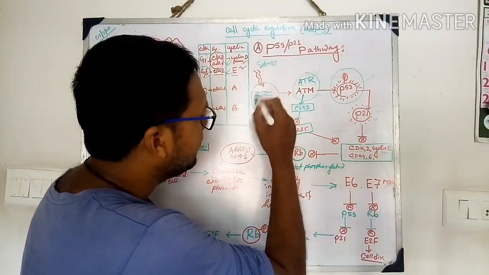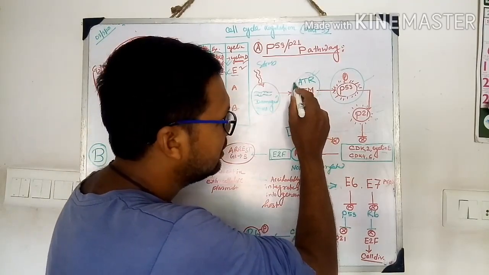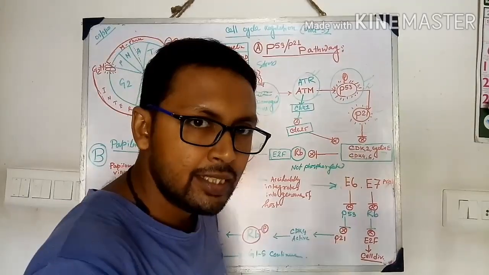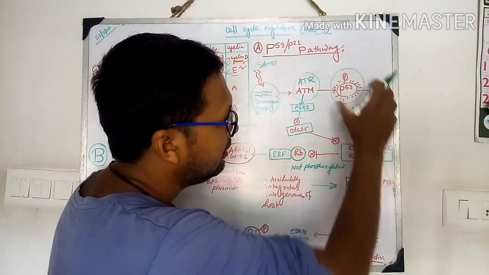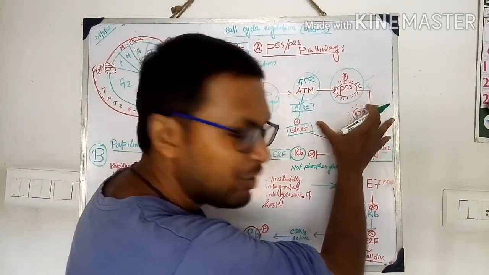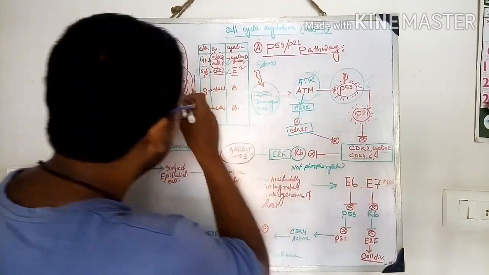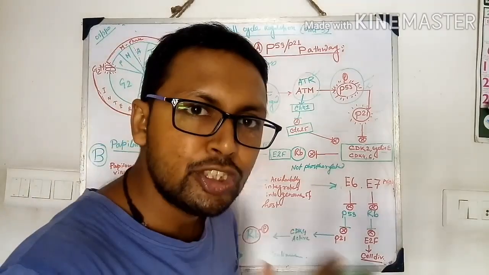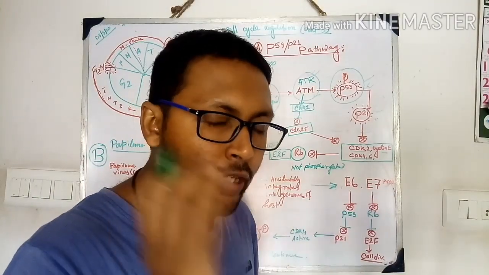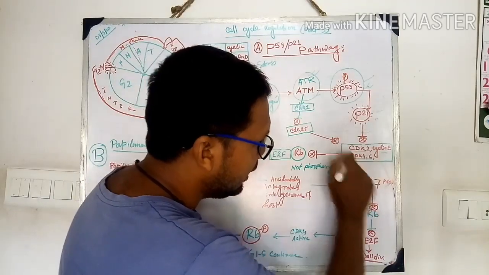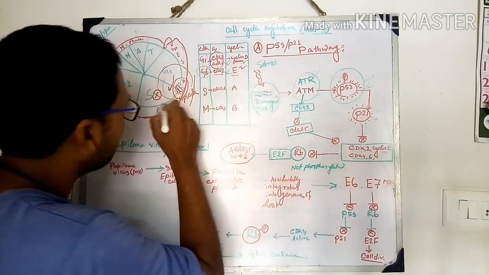So what happened? DNA damage occurred, ATM and ATR sensed it and phosphorylated P53, which is activated. P53, once activated, activates P21. When P21 is activated, it directly inhibits the G1/S and G1 CDK-cyclin complexes. When these are inhibited, the cell cycle immediately stops.